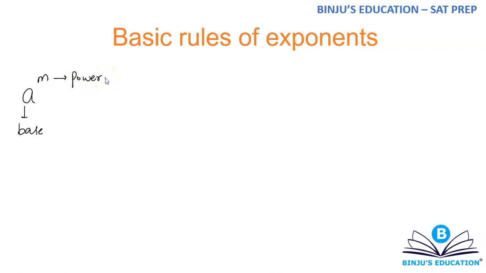All right, so for example you can write something like 2 to the power 3, 3 to the power minus 2, minus 4 to the power 8, minus 5 to the power minus 6. These are all known as exponent form of an expression, each one of them.